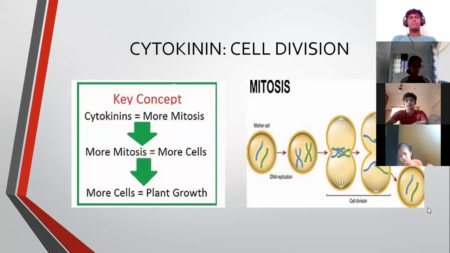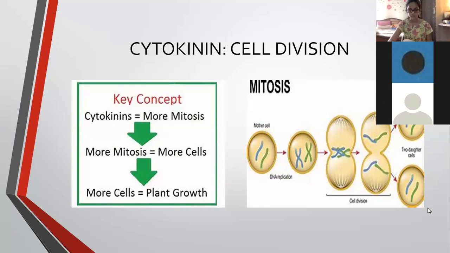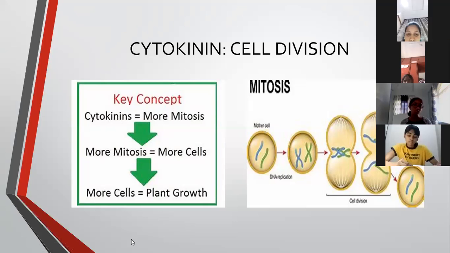Yes? My next question is for Dishita. Dishita, what is the relation between cytokinin and plant growth? Ma'am, cytokinins and plant growth are directly proportional, so the more the cytokinins, the more the plant growth. Yes. Correct. Now, Pranavi, in mitosis, a single cell divides into how many cells? Ma'am, 2 cells.